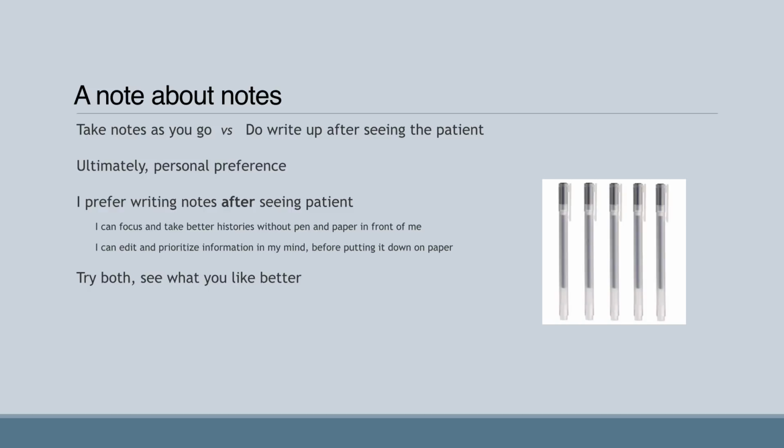So regarding actually taking notes and writing in the chart, I think there are two main strategies. The first, many people like to do their write-up while they're seeing the patient. So they'll be taking notes as they talk and do their history and physical. Other people will do most of their write-up after they've seen the patient. I think ultimately this will come down to personal preference, but for me, I really prefer to do my write-up after I've seen the patient. I find that I listen better and I just take way better histories when I'm not preoccupied by pen and paper in front of me.